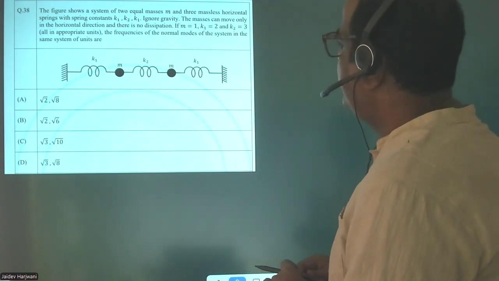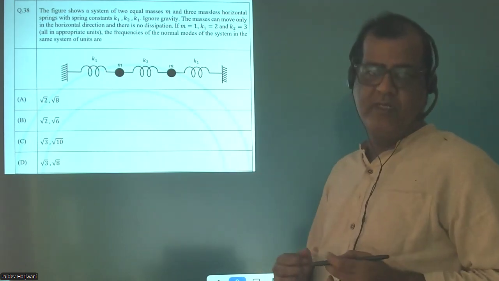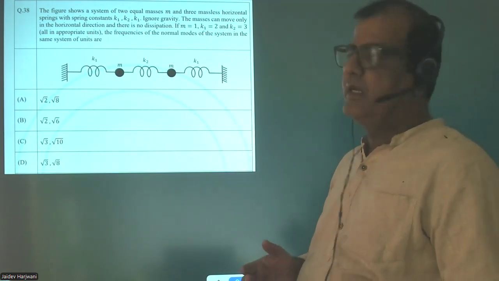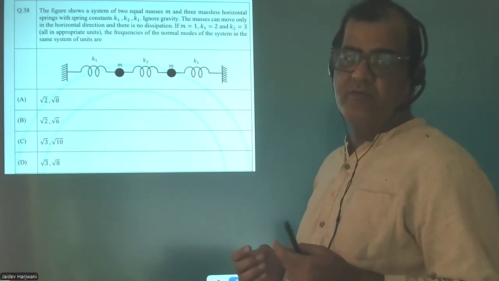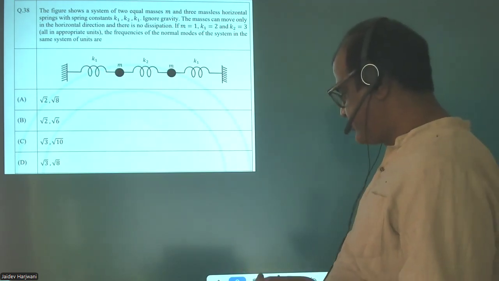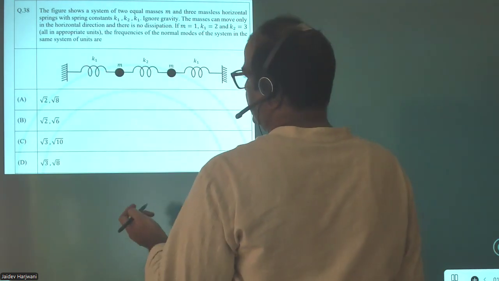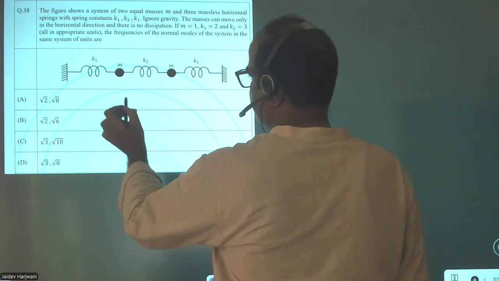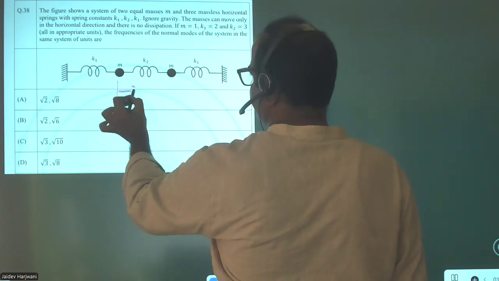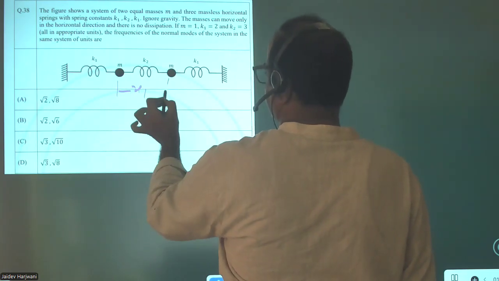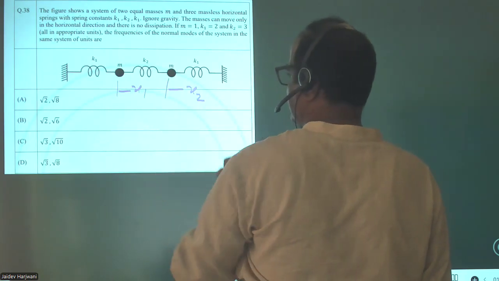Now this is question number 38, and here you have been given a spring mass system and they're asking the frequencies of the normal modes. Okay, so let us approach this question. So now I say that this mass m is given a displacement x1 and this mass is given displacement x2.